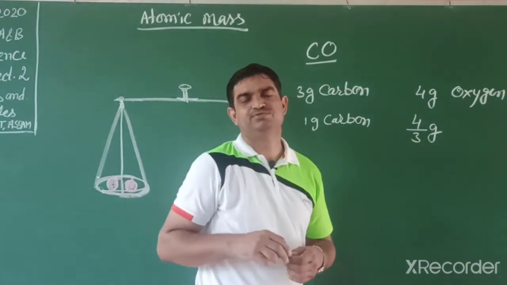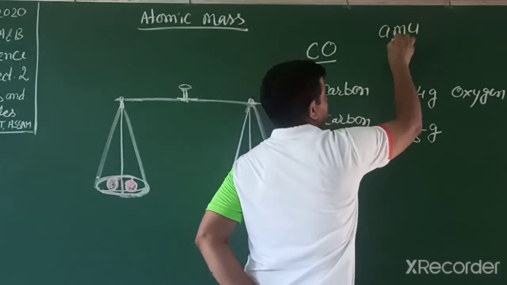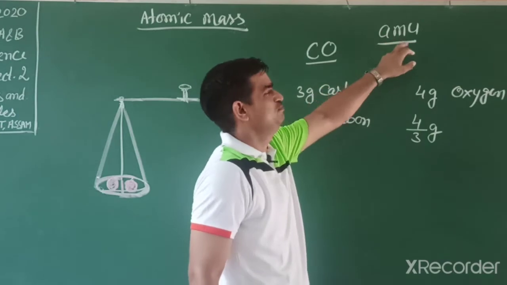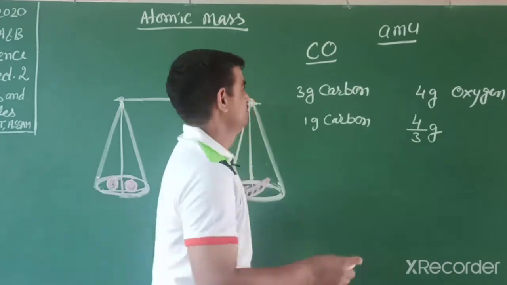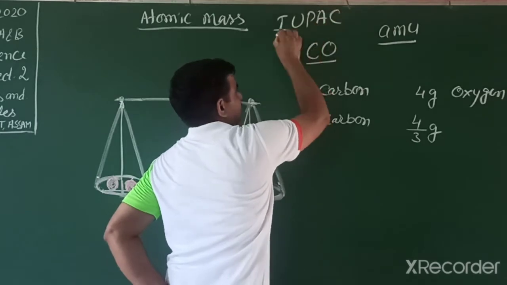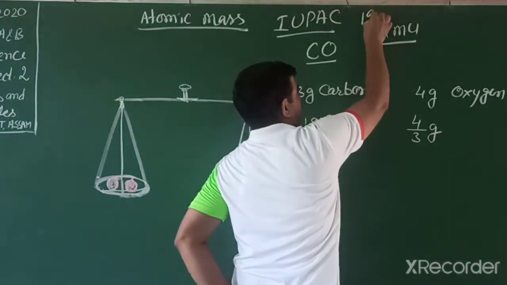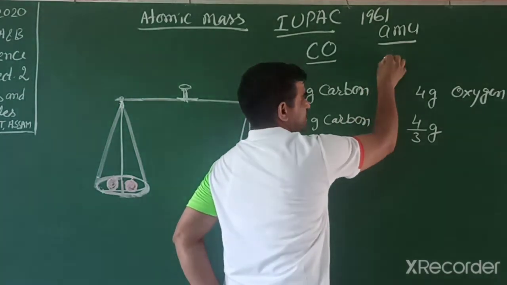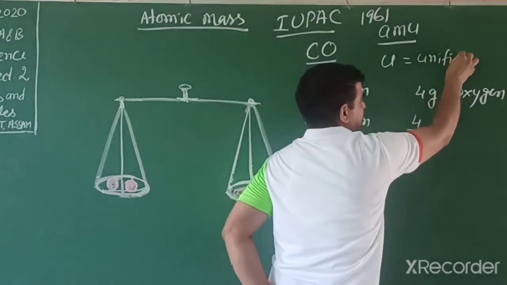So earlier, the unit known as the atomic mass unit was represented by AMU. AMU means atomic mass unit. But nowadays, by IUPAC, the International Union of Pure and Applied Chemistry, in 1961 this unit was converted, and in place of AMU the unit written is u only. u means unified mass.